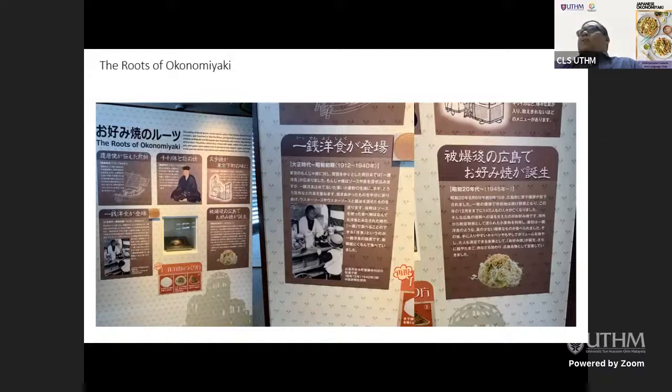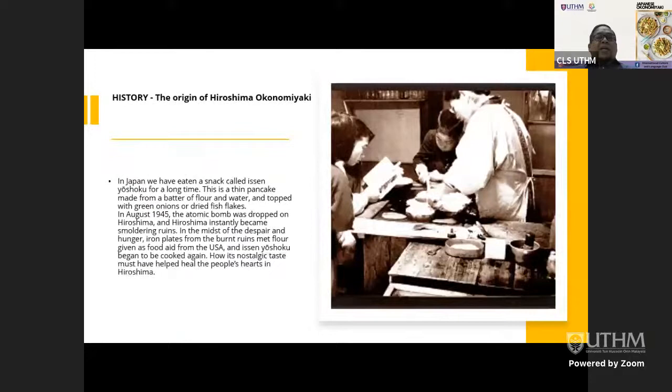You can see how starving, how difficult life was at the time. So this is where okonomiyaki came from. After that, the American government, the GHQ as they call it, came to Japan after the war ended on the 15th of August, when the war was declared over, and then they started to supply food to Hiroshima.